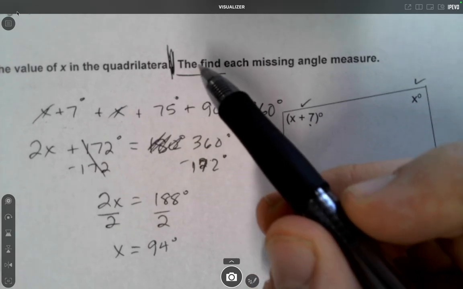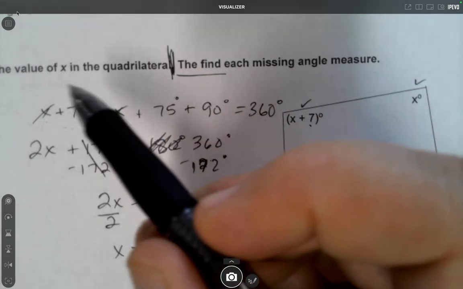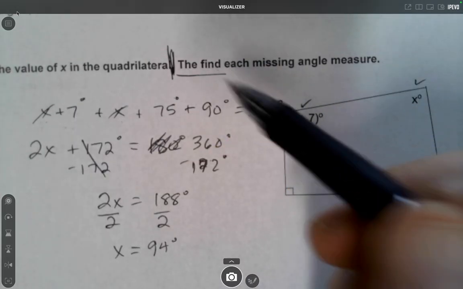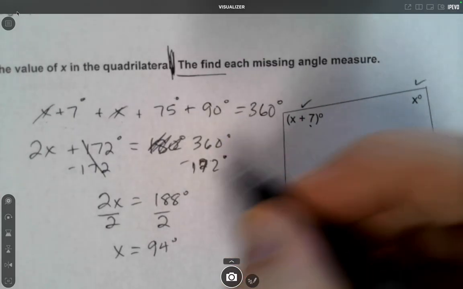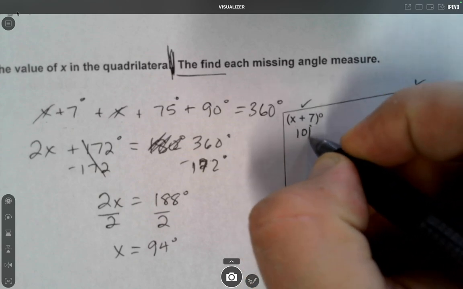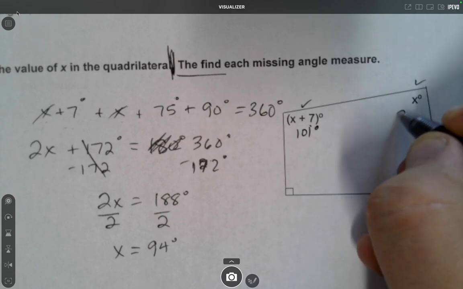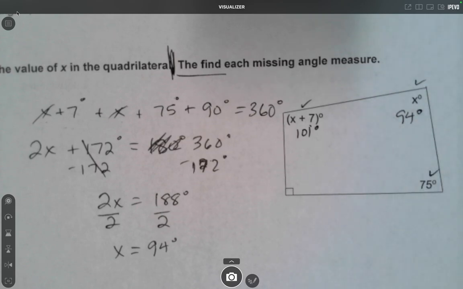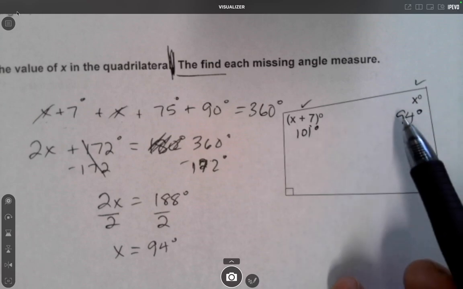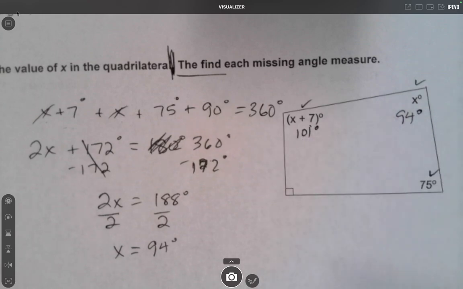So now it says find each missing angle measure. So we did do step 1. They said find the value of x. Step 2, we need to say, all right, if x is 94 degrees, well, this is 94 plus 7, which is 101 degrees. This one is equal to x, so it's 94 degrees. So after we find the value of x, they want us to plug it in to the angles that had x. So we knew, okay, this angle is 101, this angle is 94.